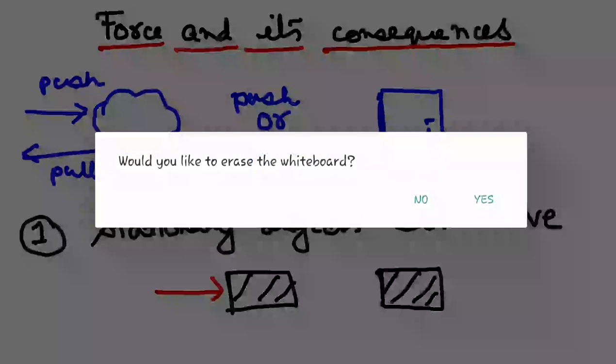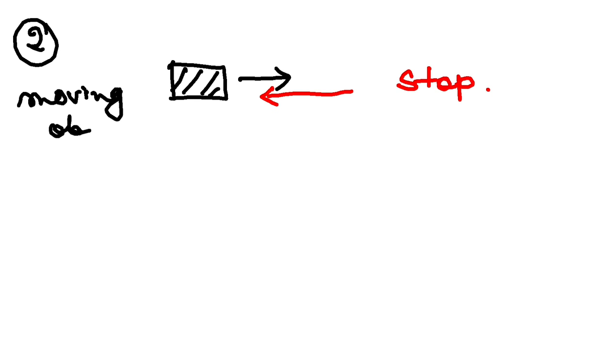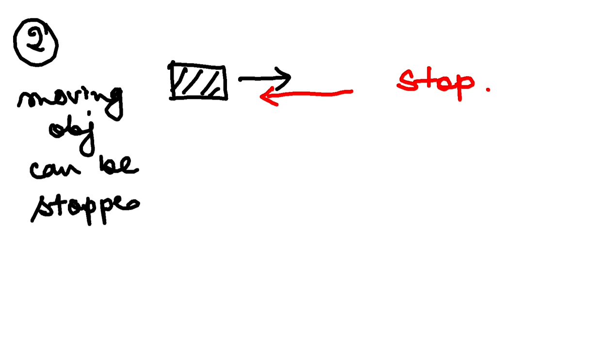The second effect is its reverse. It's reverse in the sense that, let's say this object is moving in this particular direction, and by applying force in this direction, I can stop this object. So how shall I write this point? A moving object can be stopped by using force.